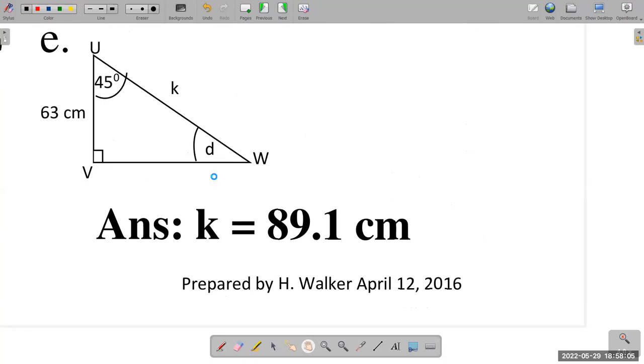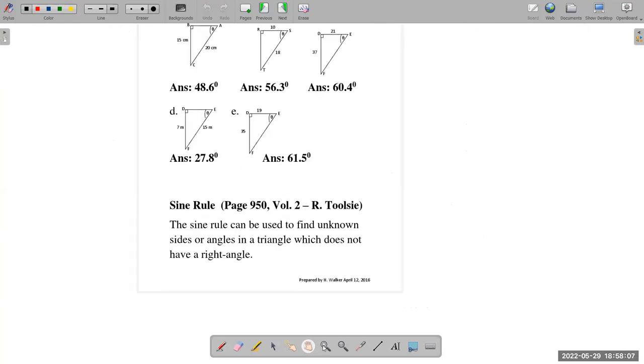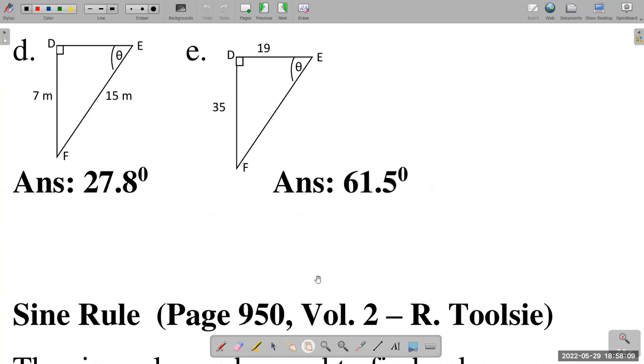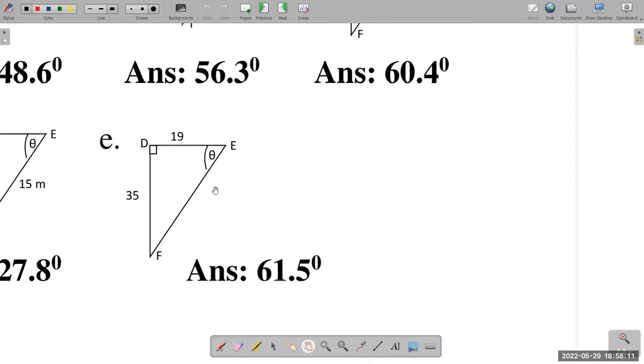No, I want us to do an example where we have to find the missing angle. So let's look at this one. Same concept is applied here. What trig ratio are we using for E? Sine, cosine, or tan?